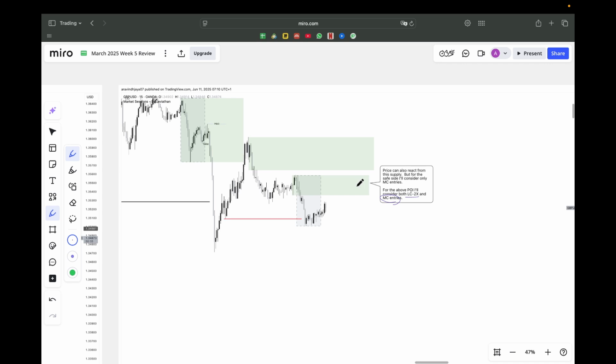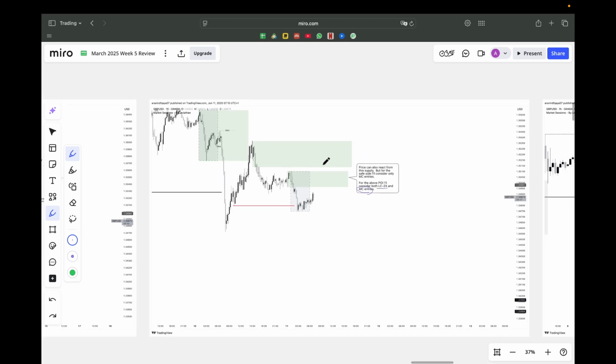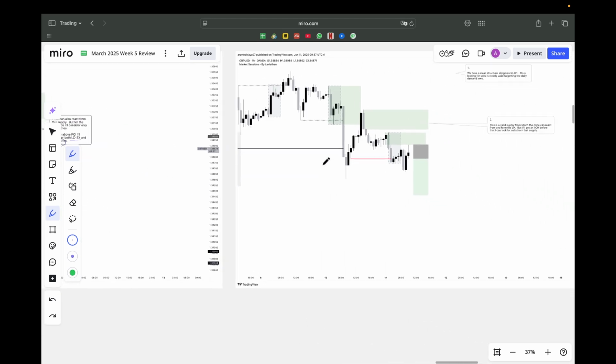But for this supply, I'll be only looking for the MC entries. I'll be entering here. But for the above POI, MC entries or LC2A or LC2B, any, but definitely not the LC1 models, because this is a very big POI, so I need more confirmation.